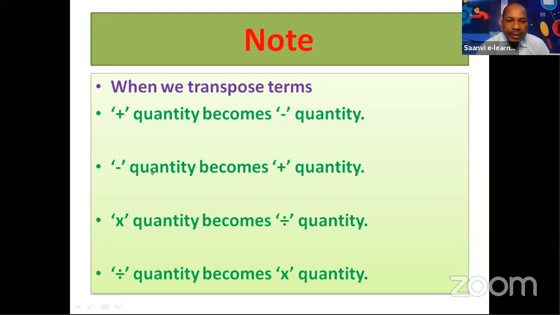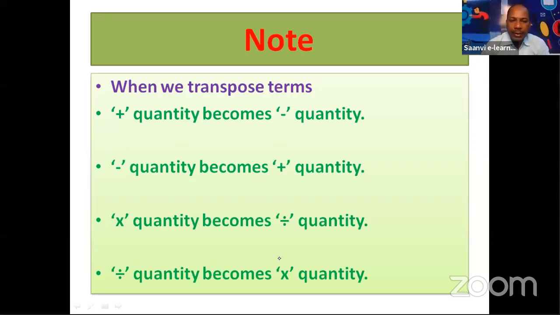Next, minus quantity becomes plus quantity. Plus is opposite to minus. When we send the plus quantity to RHS, it becomes a minus quantity, and when we send the minus term to RHS, it becomes a plus quantity. And multiplication becomes division: into is opposite to division. So a multiplied quantity becomes a division quantity, and a division quantity becomes a multiplication quantity.